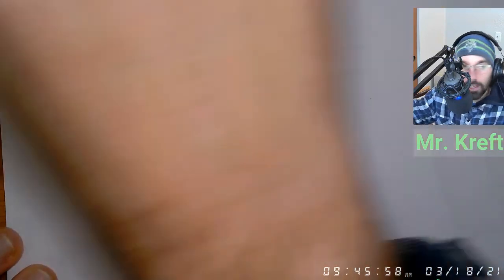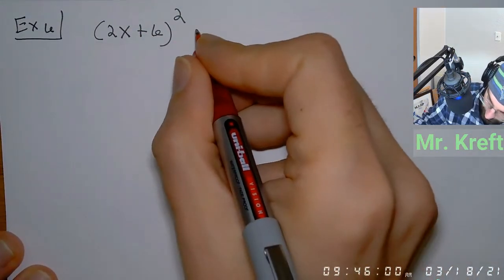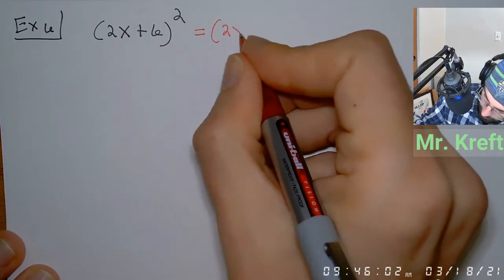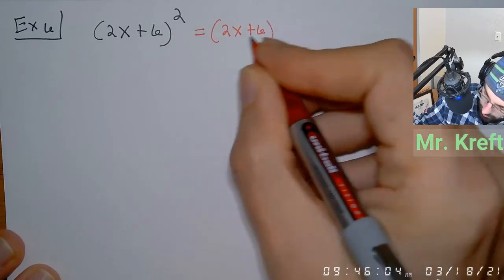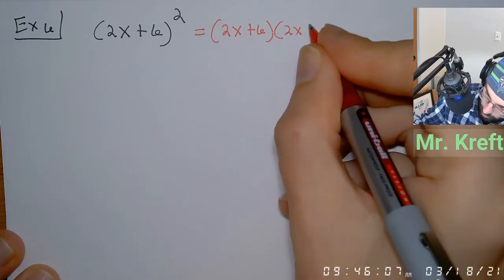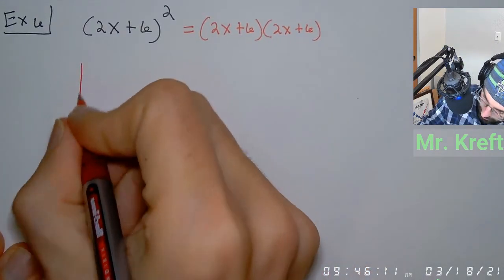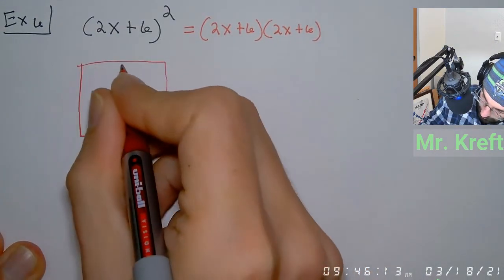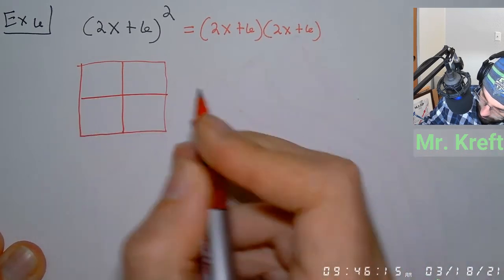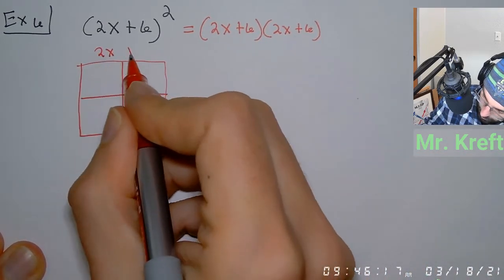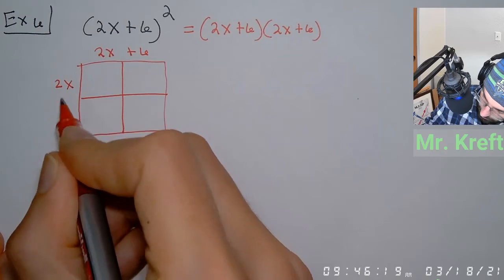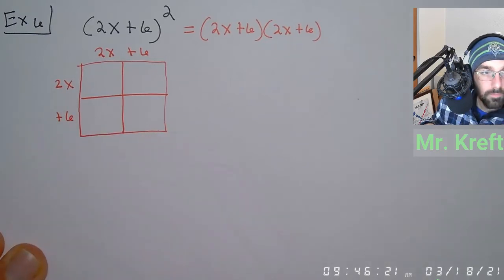All right. So I'm going to go ahead and just write this out in case people are forgetting, right? So this means it's just the quantity of 2x plus 6 times the quantity of 2x plus 6. Okay, so I'm going to draw a box. This one's going to be a square, right? Because the sides are the same. So I have 2x plus 6, and I have 2x plus 6.